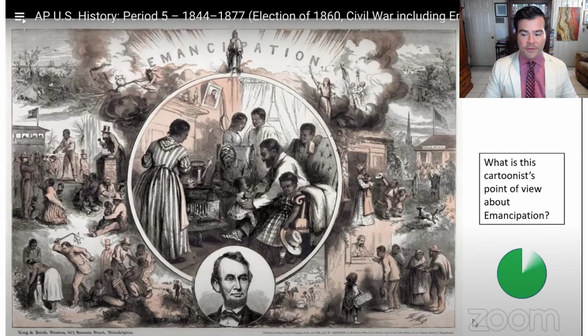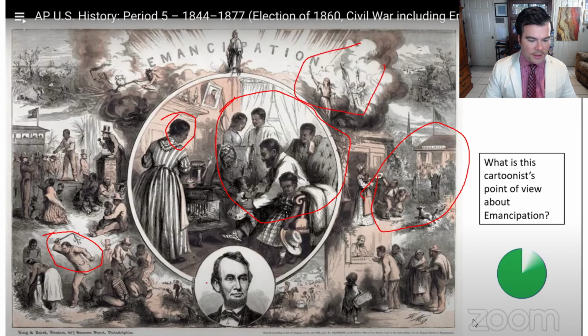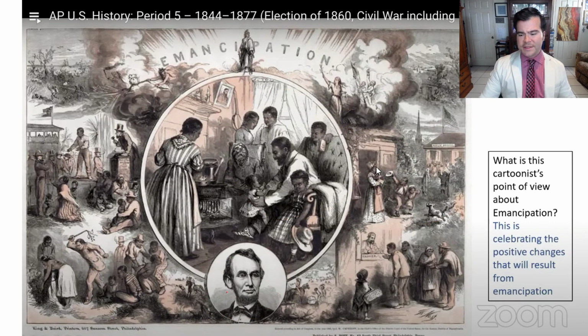All right. Now this one looks way different, right? They're obviously pro-emancipation. Okay. Look at the area of emphasis. These poor slave families, beautiful families, they're free now. Look at the horrors. The slave owners whipping poor people, and now beautiful things are happening. This is wonderful. This is freedom, guys. This is America. And Abraham Lincoln looks like a nice guy. So this is celebrating the positive changes that will result from emancipation. Just the opposite point of view.